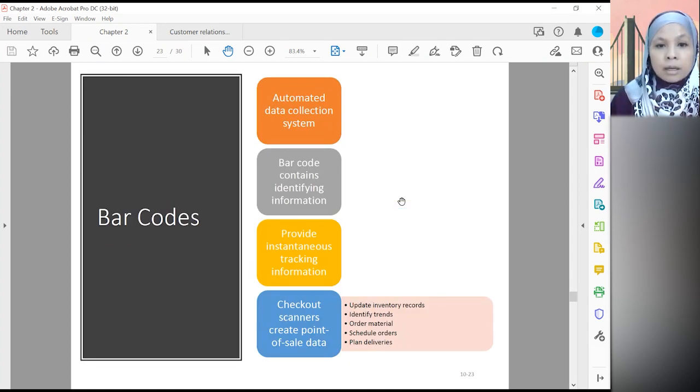Okay, and barcodes are an automated data collection system. When we scan a product using a barcode, it contains information, and like I said, it provides tracking information. So therefore, at the checkout, at the point of sales, we can update inventory. You can also analyze the trends of, okay, how many people buy pineapple jam today, at one time of the month, or what day of the month many people buy pineapple jam. Those are the information that you can get, and you can understand the trend of buying.